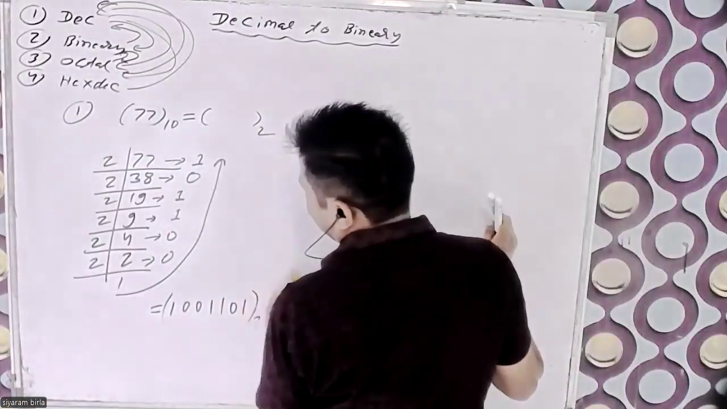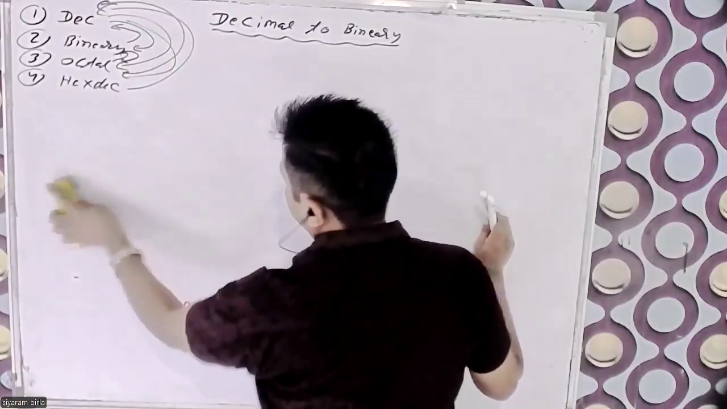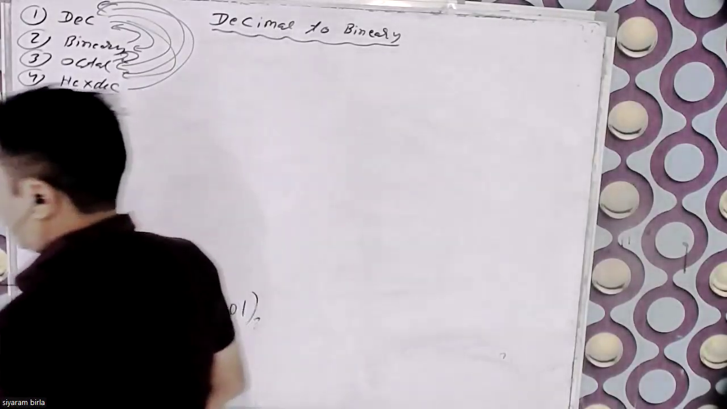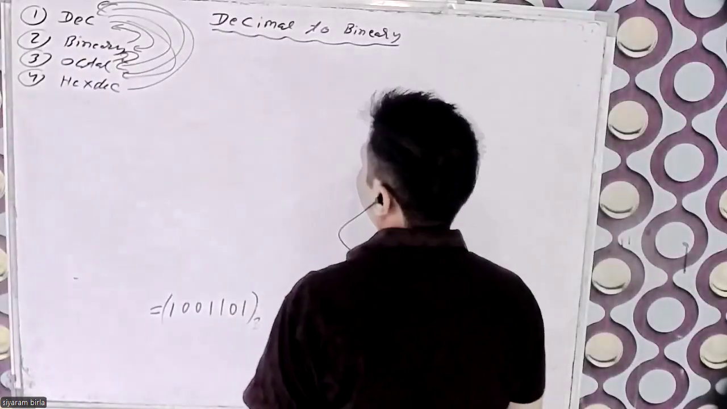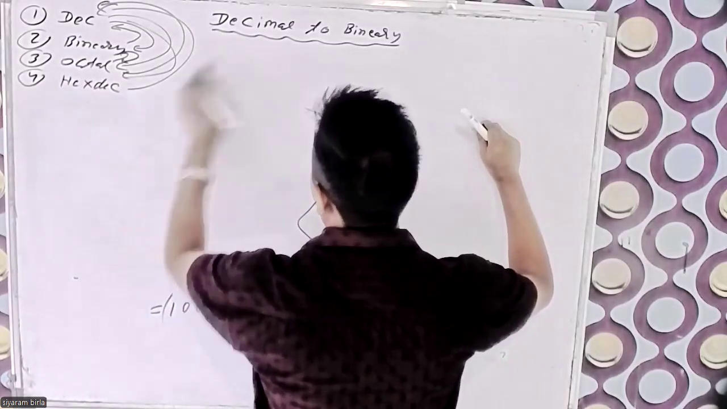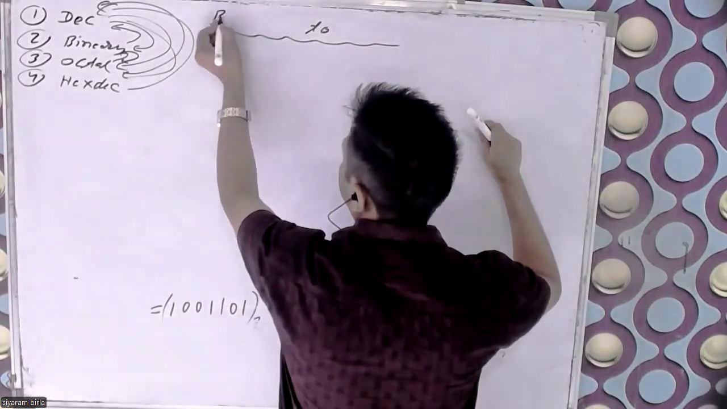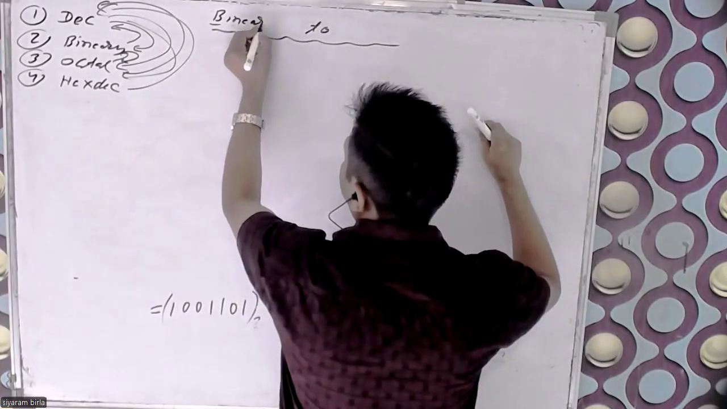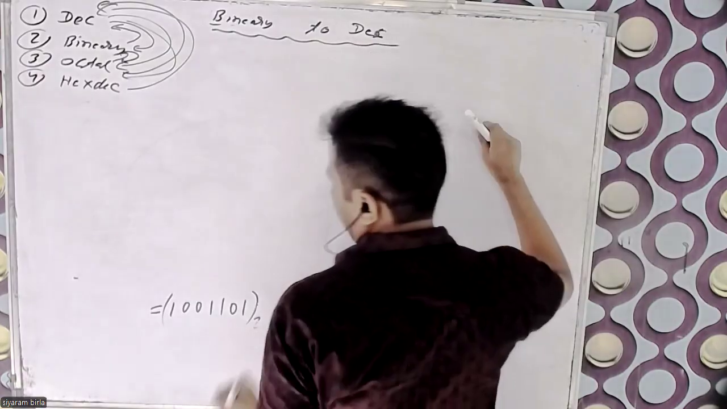Now I'm doing the opposite thing. Let me take the decimal. I'm so sorry, I divided, I removed it here. Sorry, let me convert the opposite: binary to decimal.